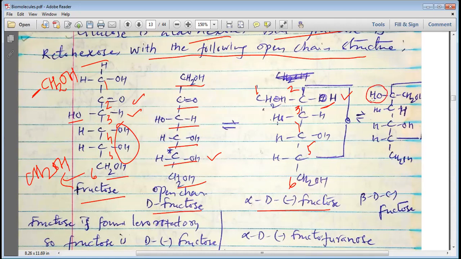When this OH group is present on the left-hand side and the CH2OH group is present on the right-hand side, we call it beta D-fructose. So even fructose has anomers, and these anomers of fructose are called alpha D-minus-fructose and beta D-minus-fructose. Remember, fructose rotates the plane of polarized light in the anti-clockwise manner, and that is why fructose has the negative sign, or fructose is levorotatory in nature.